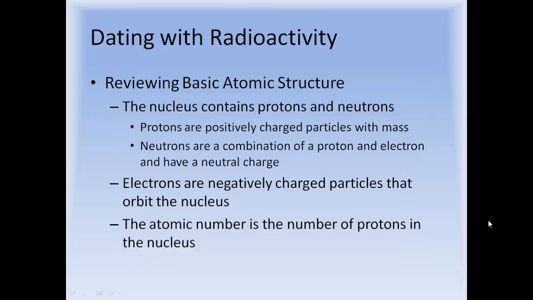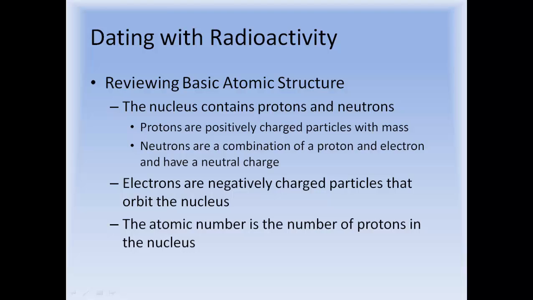Now, dating with radioactivity. This is where we can try to get actual dates, how many millions of years ago. First we have to review a little bit about basic atomic structure. The nucleus contains protons and neutrons. Protons are the positively charged particles with mass. Neutrons are a combination of a proton and an electron that have a neutral charge. Electrons are negatively charged particles that orbit the nucleus.